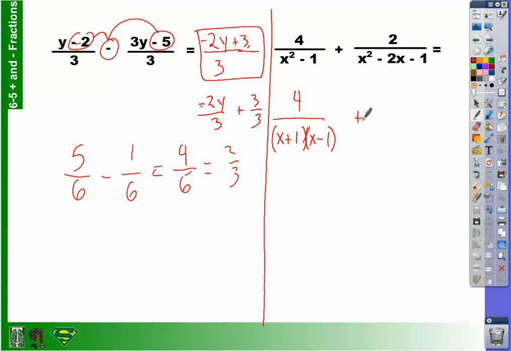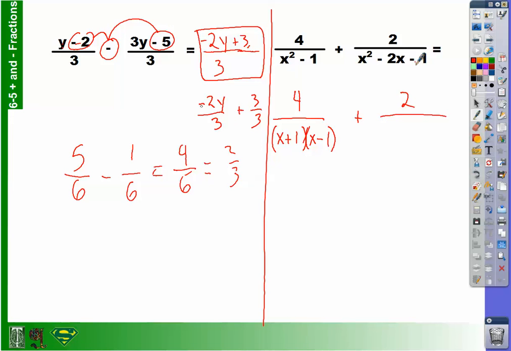For my second problem, I still have a 2 in the numerator, and I have x squared minus 2x minus 1. And can this be factored? I'm not sure. I'm not sure that it can. I am willing to bet that I have a typo on the page. Is that what's written on the page? Are you sure it isn't plus 1?